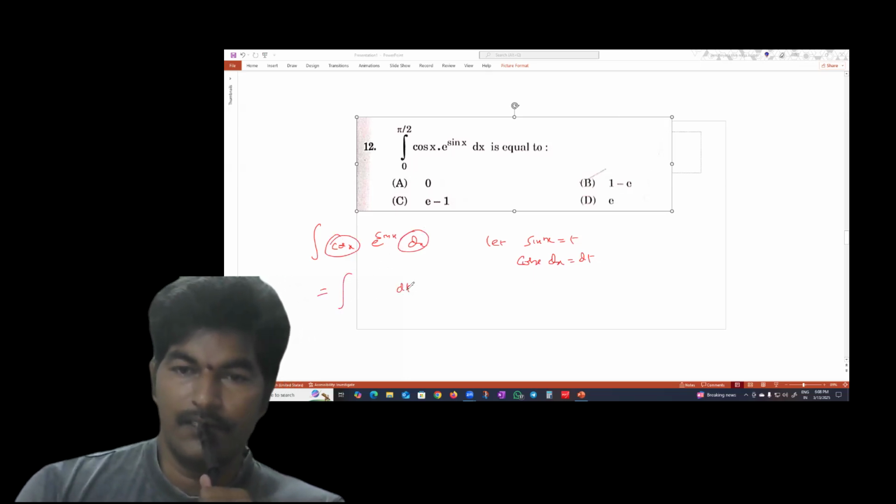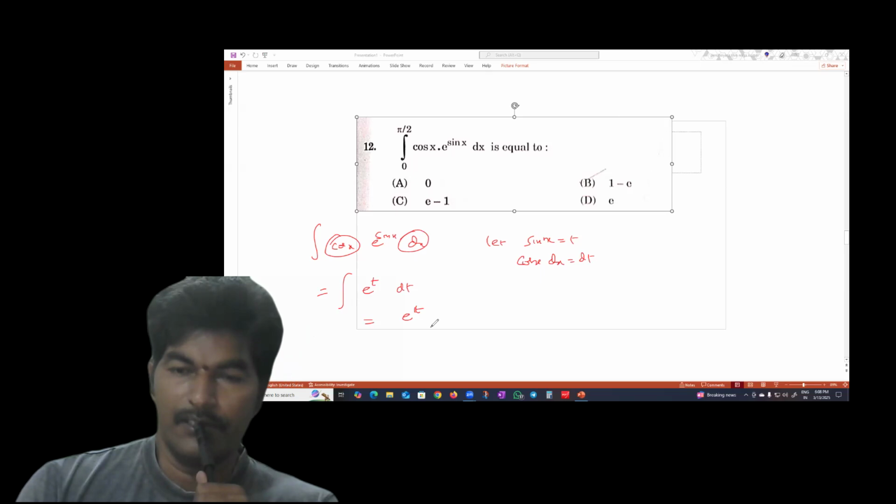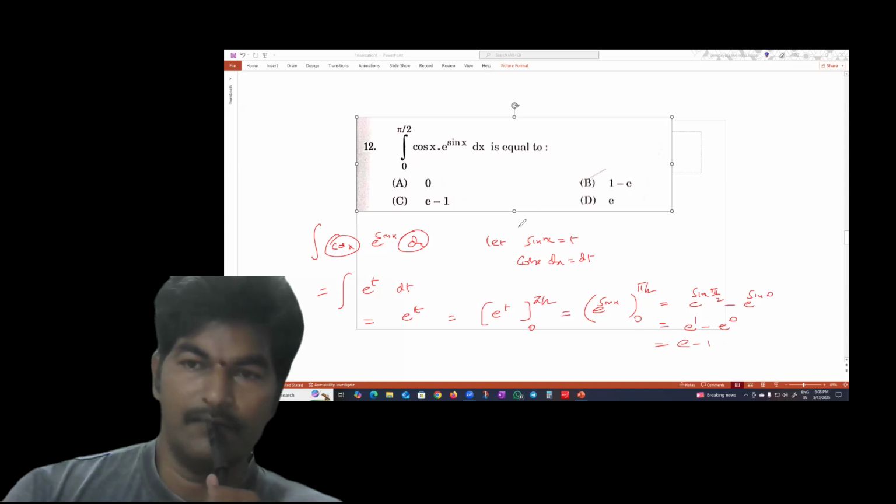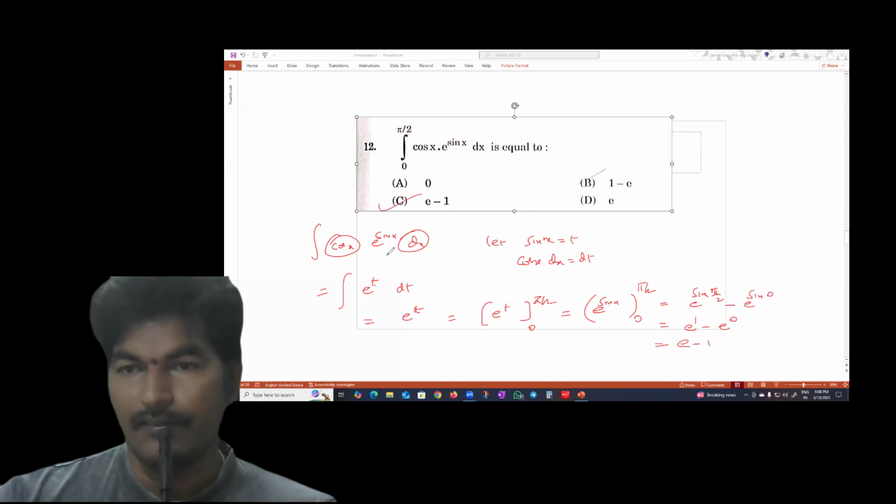Okay. So dt and e power t. The integration of e power t is e power t only. Okay. Don't write plus c because it is actually a definite integral. We will apply limits 0 to pi by 2. Replace the t value with sin x. So e power sin x under limits 0 to pi by 2. So substitute upper limit minus lower limit. e power sin 90 is e power 1, and e power sin 0 is e power 0, which is 1. So e minus 1 will be the answer. Option C is correct.